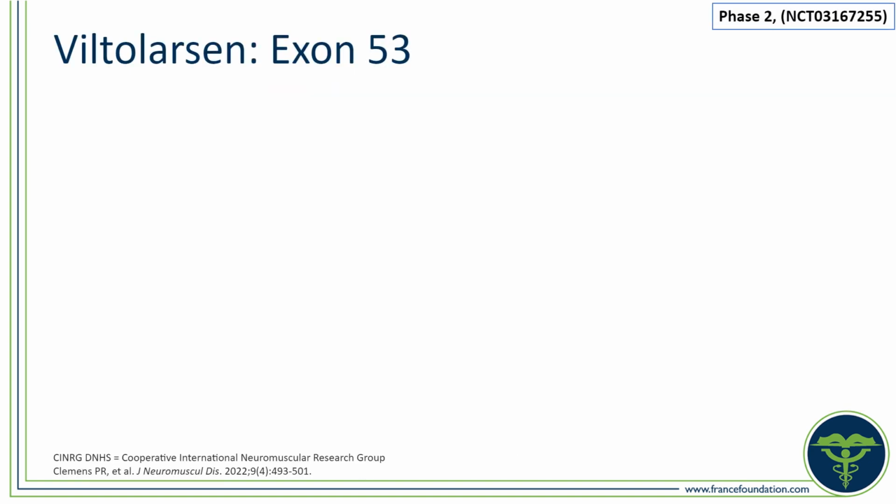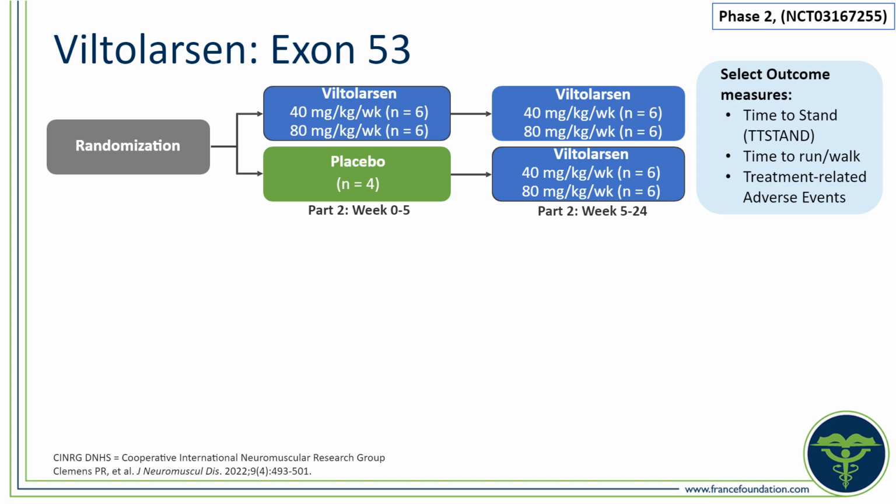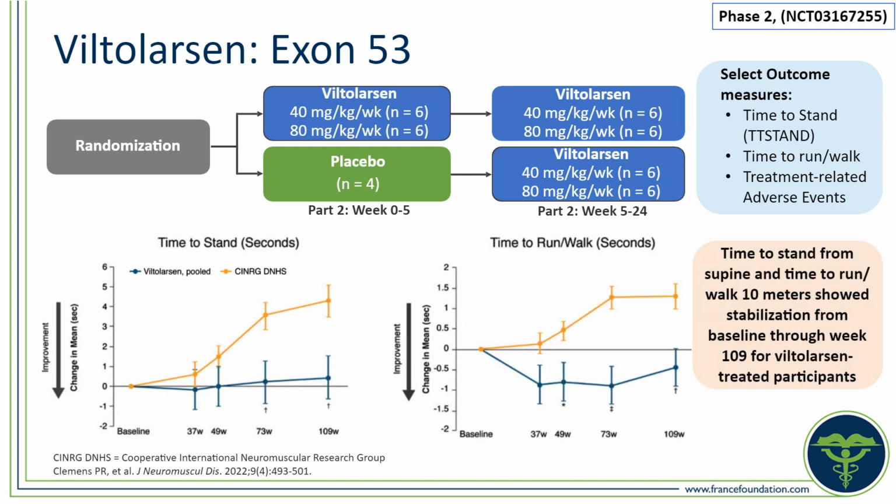Viltolarsen is the other approved exon 53 skipping agent. Again, this was studied in a 24-week double-blind placebo-controlled trial with an ongoing open-label extension. Again, we see here the outcome measure is the time to stand and the time to walk or run, 10 meters. And again, we see the group treated with viltolarsen here in blue had a fairly stable course over the 109-week duration. Just to orient you here, improvement is lower on the slide.